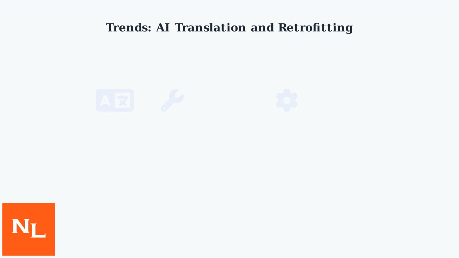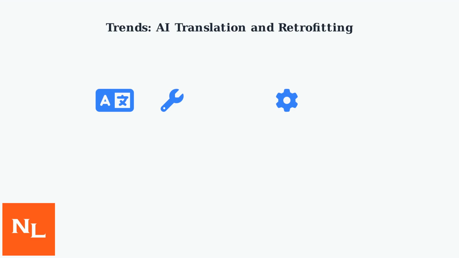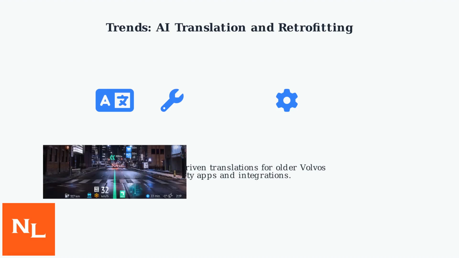A trend is emerging where users integrate Google Translate APIs via aftermarket OBD2 adapters, enabling real-time language overlays on the infotainment system. While not officially endorsed by Volvo, this shows how legacy systems can be adapted with modern technology. Future trends point to AI-driven translations for older Volvos via third-party apps, integrating with modern assistants for seamless multilingual support.